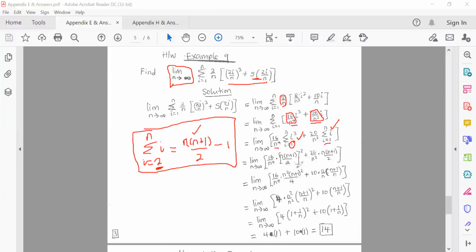So for i cubed, the identity is n into n plus 1 over 2, all squared, and for i it's just n into n plus 1 over 2. We all know the identity by now. Multiply out as much as possible. Now at this stage, the trick with this question is some people normally get to a stage like this and then they get stuck. They don't know how to get to the final answer.